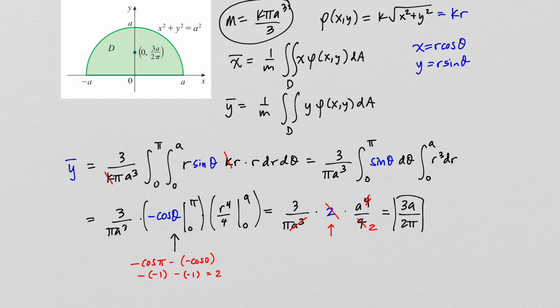And this is the y-coordinate of the center of mass. So remember, the x-coordinate, x bar, was equal to 0, and the y-coordinate is 3a over 2 pi. And you can see that point right here.